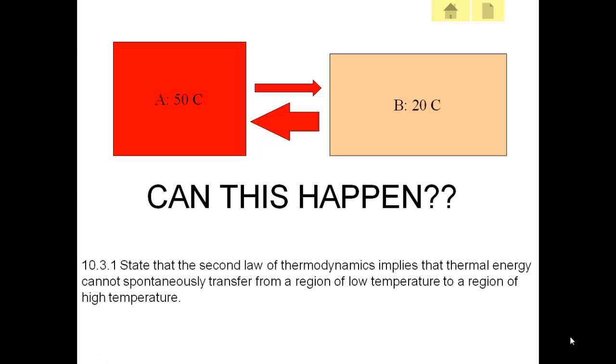No, it can't. And this is the second law of thermodynamics. The second law of thermodynamics states that thermal energy cannot spontaneously transfer from a region of low temperature to a region of high temperature. In other words, you put a hot object next to a cold object, the cold object gets warmer, the warm object gets cooler. This is what happens. You don't get the hot object getting hotter and the cool object getting cooler. That just doesn't happen, and it would break the second law of thermodynamics.